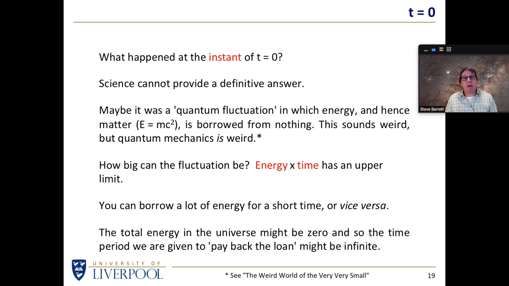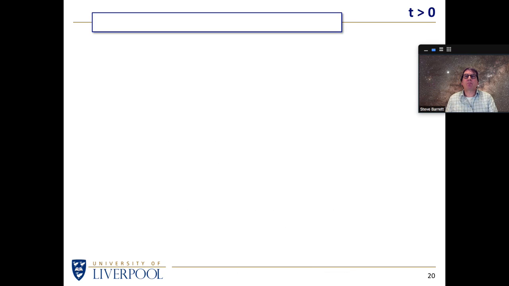So maybe, if we're borrowing 0 energy, maybe we can pay it off. Maybe we've got an indefinite length of time to pay it off. That almost certainly sounds like a cheat. If it doesn't sound like a cheat, you're not paying attention. Yes, it sounds like a cheat, but some people believe that's the way the universe came into existence.